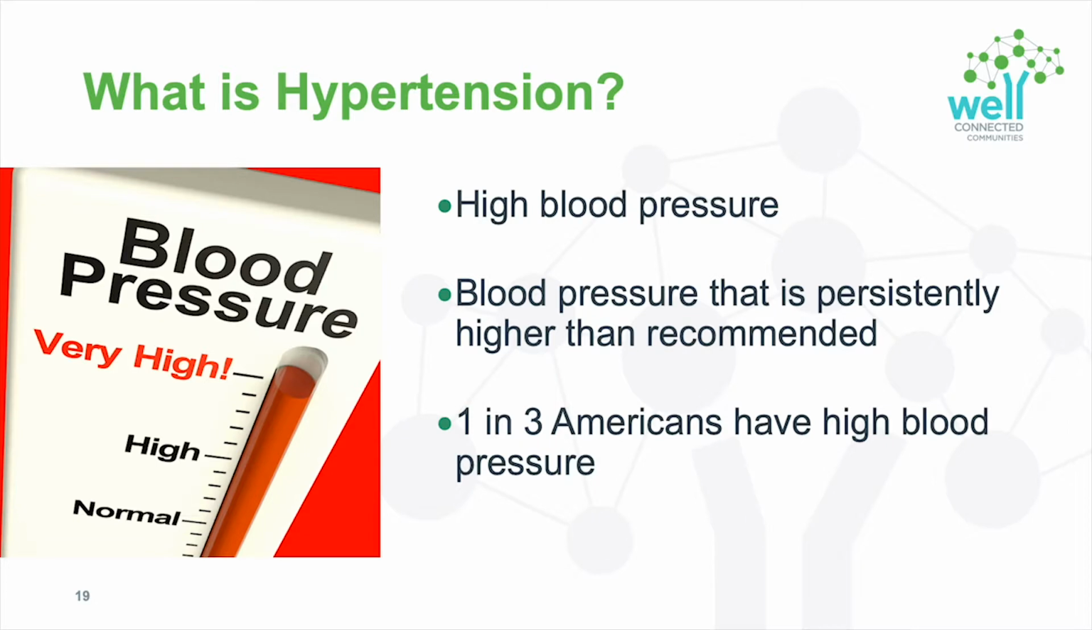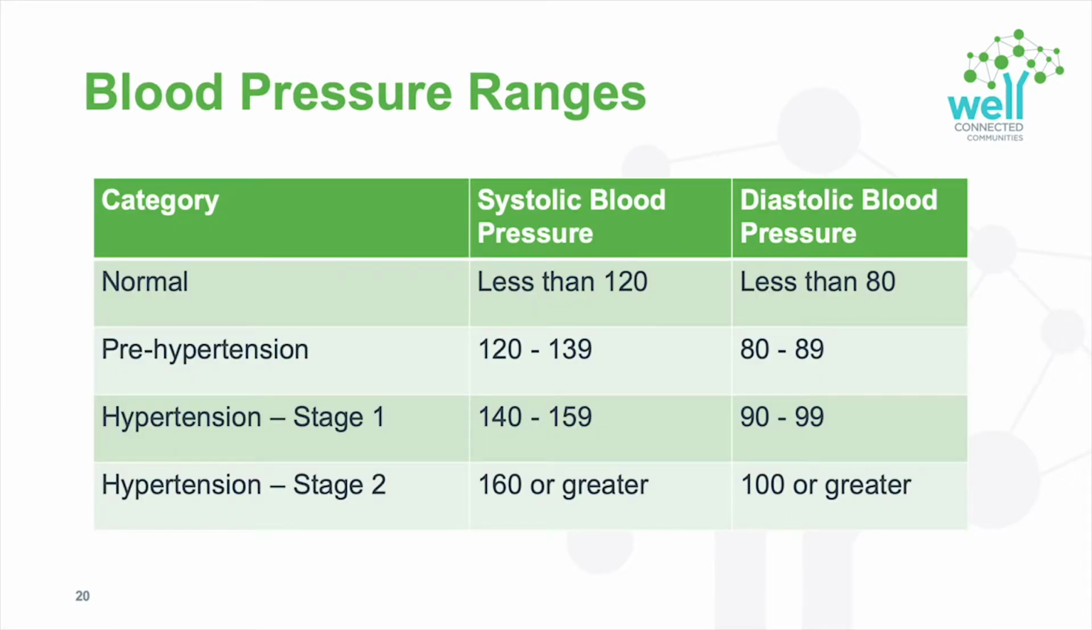This slide shows blood pressure ranges. You'll see that normal blood pressure is less than 120/80. Someone in the pre-hypertension range should pay close attention to their blood pressure, monitor it regularly, consult with their healthcare provider, and make lifestyle changes to reduce controllable risk factors.